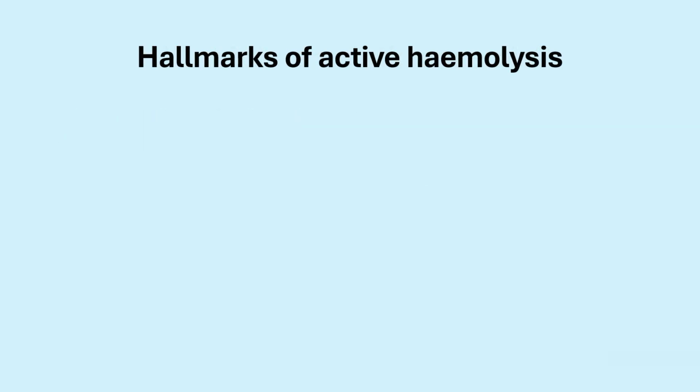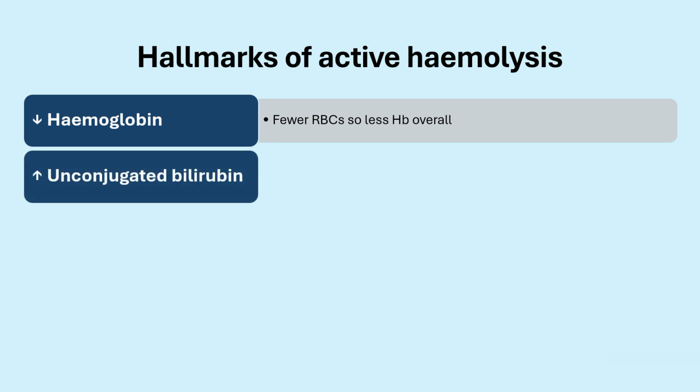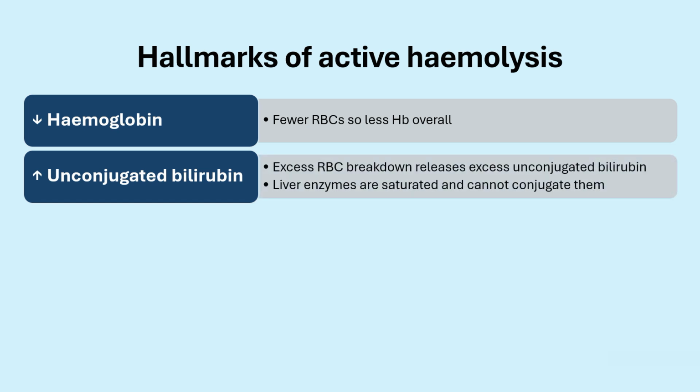The hallmarks of active hemolysis are low hemoglobin, because there are fewer red blood cells, so less hemoglobin overall. Raised unconjugated bilirubin, because there's excess red blood cell breakdown, causing excess unconjugated bilirubin, and because the liver enzymes are saturated, they cannot conjugate them quick enough.